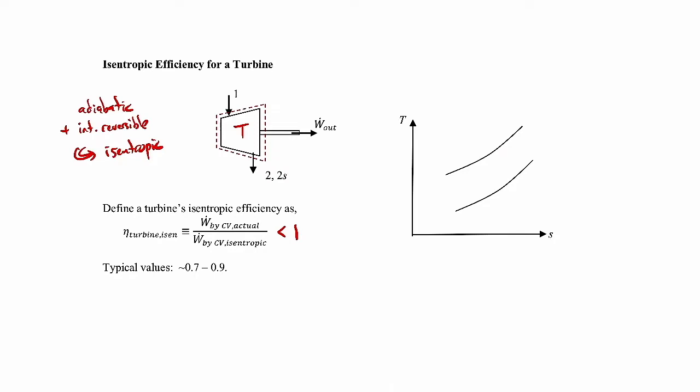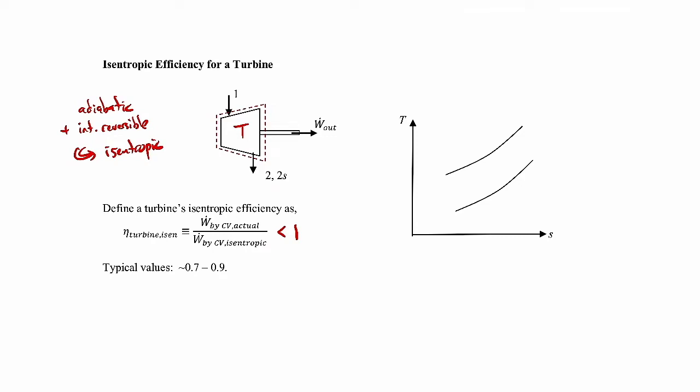In real life, typical values for turbines depend on their design and such, but it can range between about 70% and even into the 90 percentages. So maybe on the order of 95% for a very well designed turbine. So you can actually get quite efficient operation from turbines.